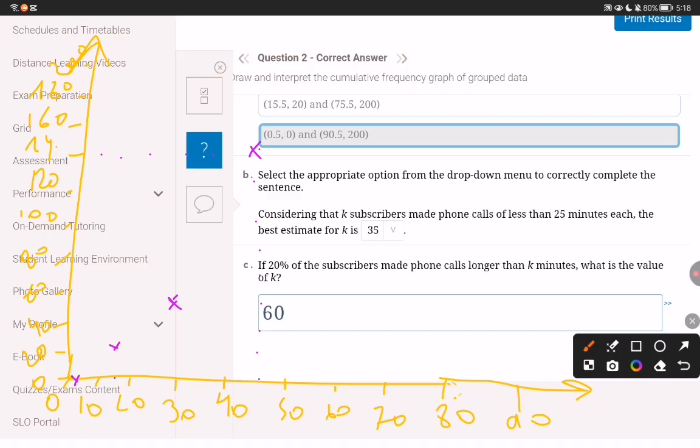Then 60.5, 160. So 60.5. 60.5 and 60 are really close, so I'm gonna consider them the same point. And then 160 is here. So around here. 75.5, 190. 75 is in the middle of 70 and 80, and then 190 is in the middle of 180 and 200. So here. Then 90.5, 200.